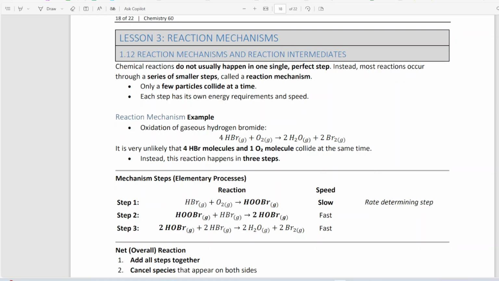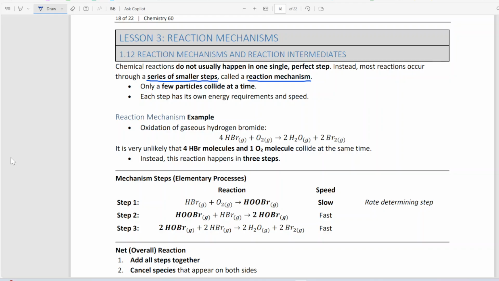happen. So you might be surprised to know that chemical reactions do not usually happen in one single perfect step. So for example, if you look at this reaction here of hydrogen bromide with oxygen, so gaseous hydrogen bromide with oxygen, forming water and bromine gas, it doesn't happen that four of these hydrogen bromide gas molecules and one of the diatomic oxygens just collide and magic happens. Instead, what happens is that there's a series of smaller steps called a reaction mechanism.